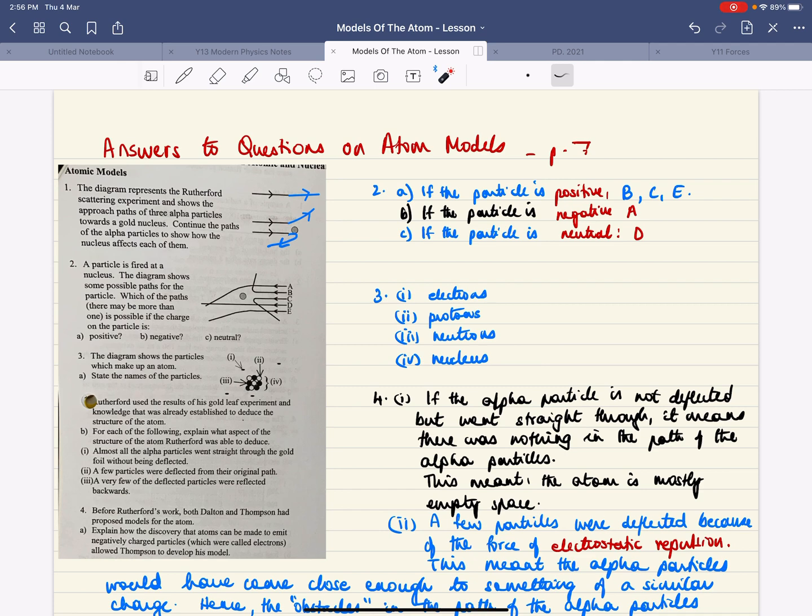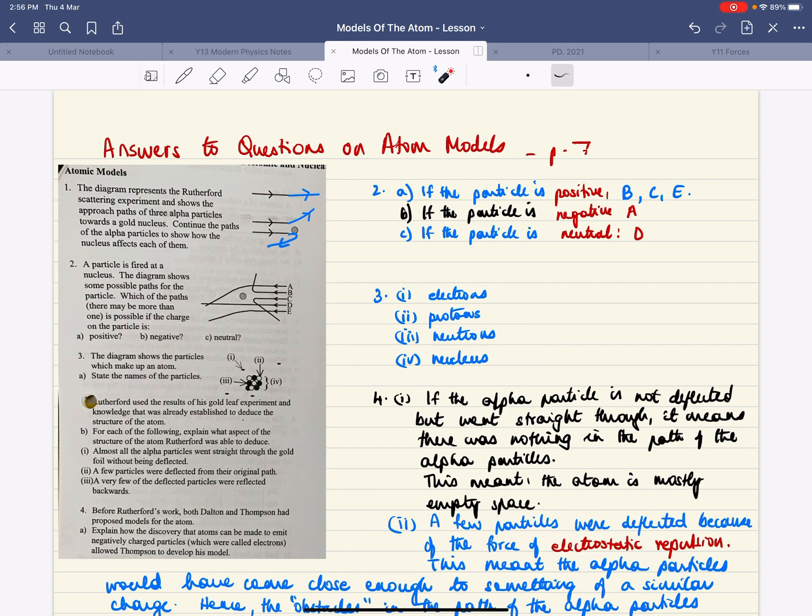The alpha particles that are far away from the nucleus will continue on the same straight line. If they come relatively close, they're going to get deflected, and if they actually hit the nucleus, that's when they get reflected.